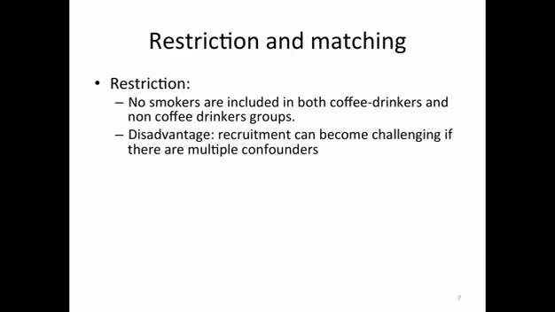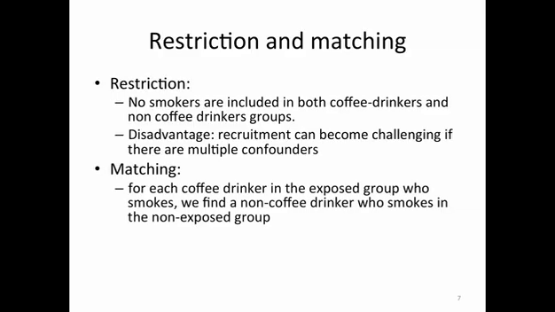Restriction refers to limiting the study participation to individuals who do not carry the potential confounder. For example, you can restrict your recruitment to only non-smokers when comparing coffee drinkers and non-coffee drinkers for the incidence of lung cancer. Obviously, it is impractical to restrict the recruitment on the basis of a number of confounders, else we will not be able to obtain a representative sample.